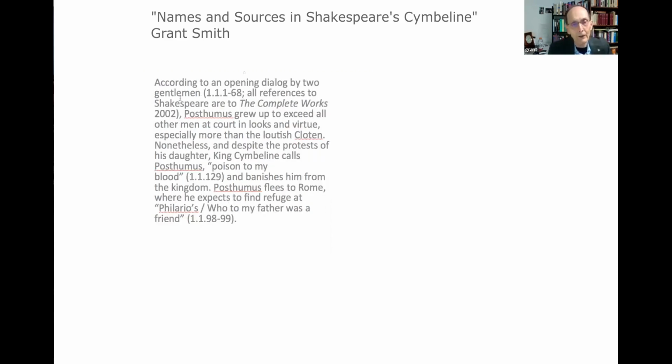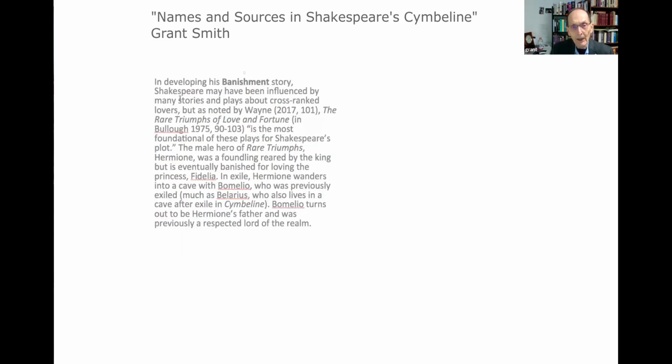According to the opening dialogue by two gentlemen, Posthumus grew up to exceed all the other men at court in looks and virtue, especially more than the loutish Cloten. Nevertheless, and despite the protests of his daughter, King Cymbeline calls Posthumus poison to my blood and banishes him from the kingdom. Posthumus flees to Rome, where he expects to find refuge at Philario's, who to my father was a friend. In developing his banishment story, Shakespeare may have been influenced by many stories and plays about cross-ranked lovers.